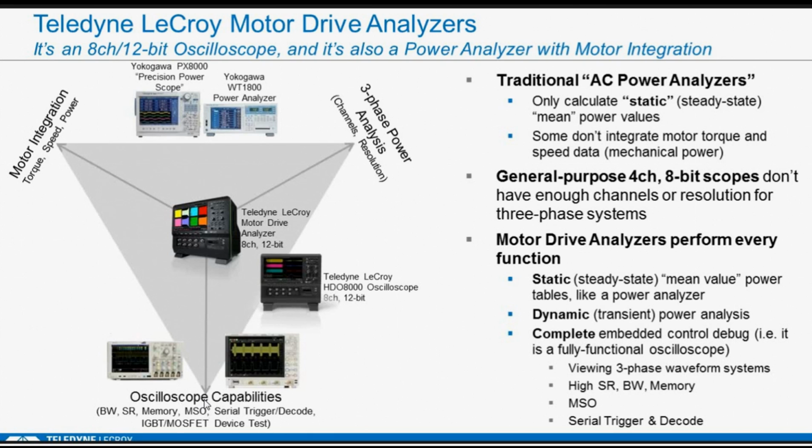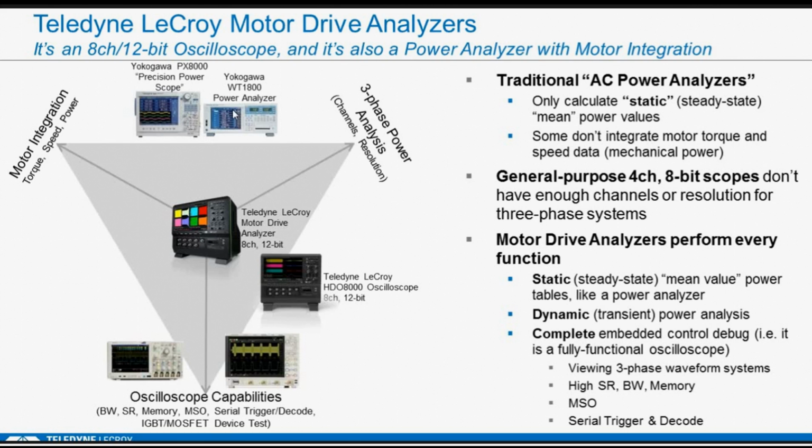And then oscilloscope capabilities for debug of the control system or other higher speed events. So you typically need high bandwidth, very high sample rate, good long memory, digital logic, MSO capability. You've got serial triggers and decodes you need to look at your serial streams on your embedded control systems. And you're probably thinking about doing some device testing as well with something like this. So each one of these things, the oscilloscopes, they do the oscilloscope things really well.